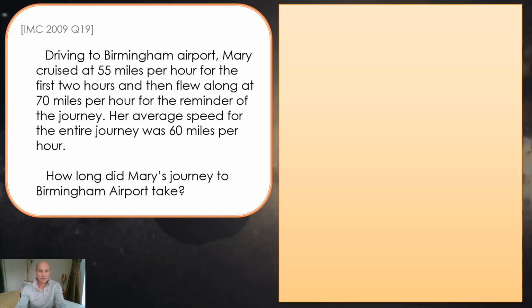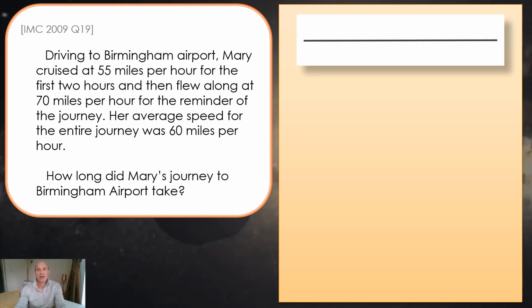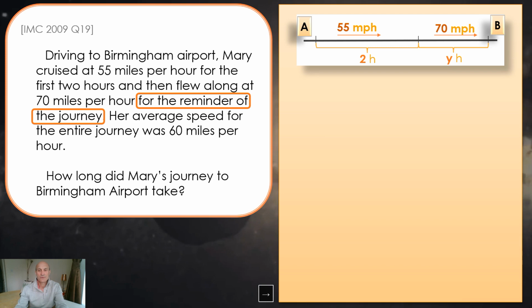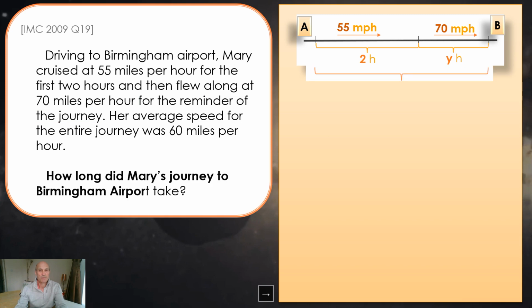Let us start with a graphical representation of the information given. On a straight line, we'll mark the beginning and the end of the journey, as well as the speed and time in two sets. For the remainder of the journey, we'll assign a variable y whose value we'll need to find to solve the problem.